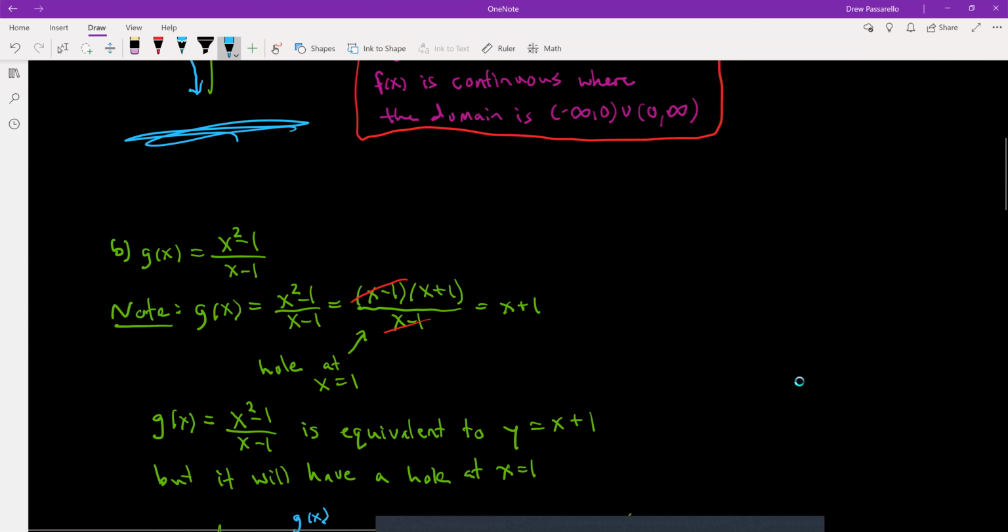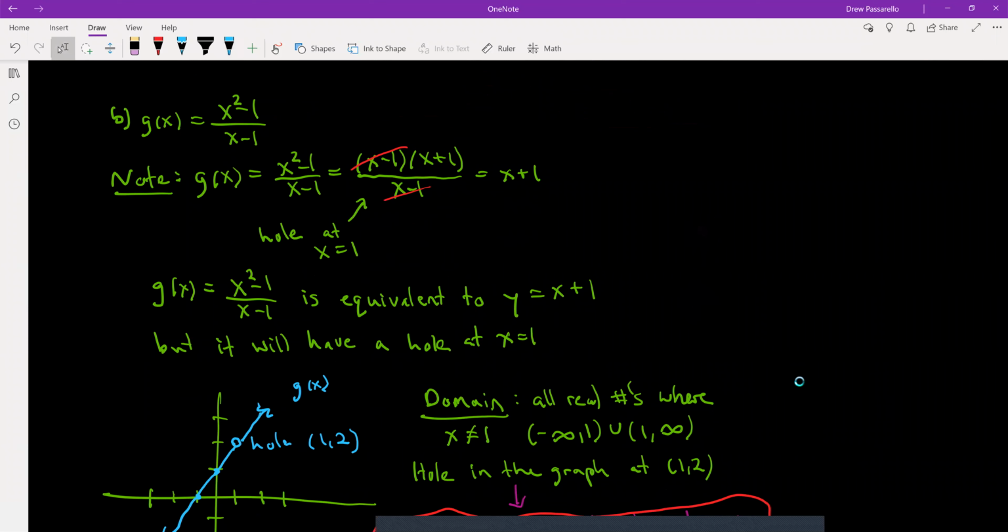Part B is g of x equal to x squared minus 1 over x minus 1. I wrote it like a comment. If you factor the numerator of g of x, it turns into x minus 1 times x plus 1, which means you can divide out the x minus 1s from top and bottom, which leaves you with x plus 1. This rewrites g of x into an equivalent function, x plus 1, after you cancel out the common factors.